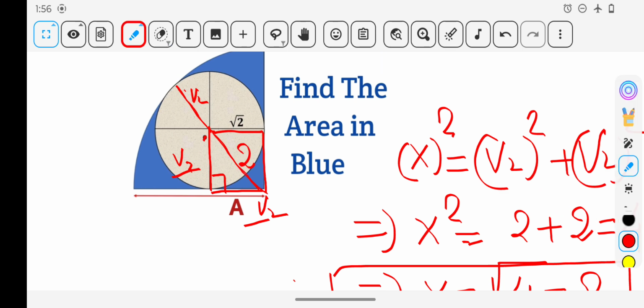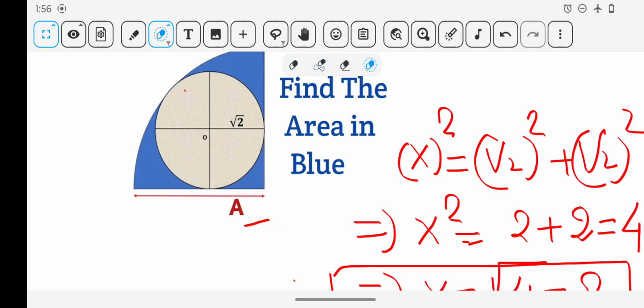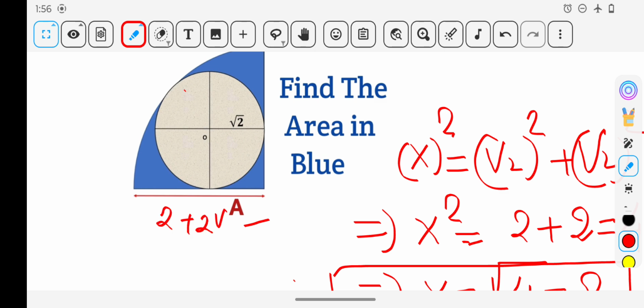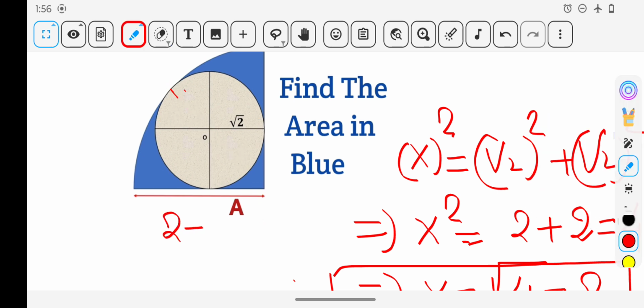That means the total length of this radius will be 2 plus √2. This is also a radius of the bigger quarter circle. So we have calculated that the radius of the bigger quarter circle is 2 plus √2. Why is it 2 plus √2? Because this length is 2 and this length is √2, and both lie along the radius. So the total length will be 2 plus √2.